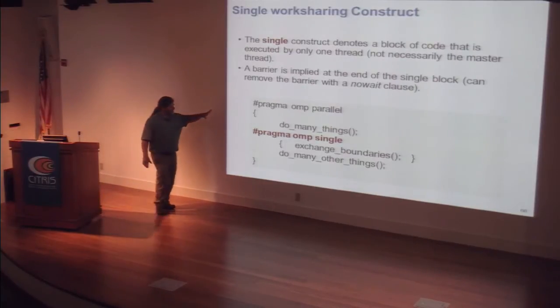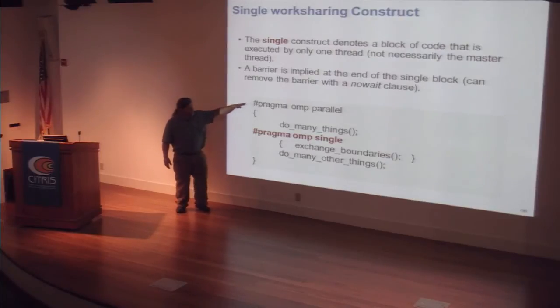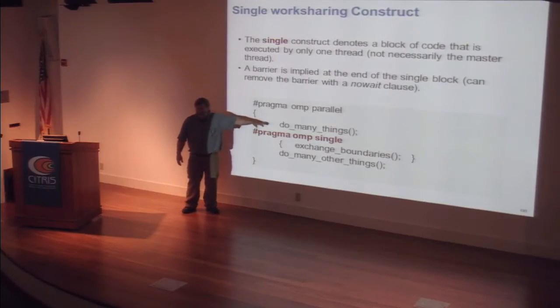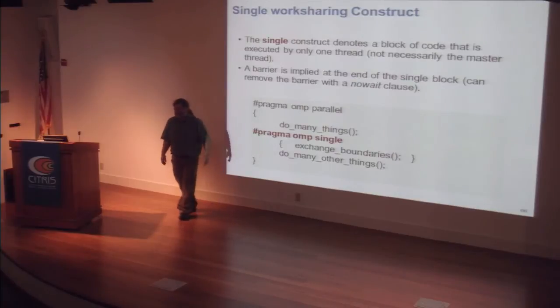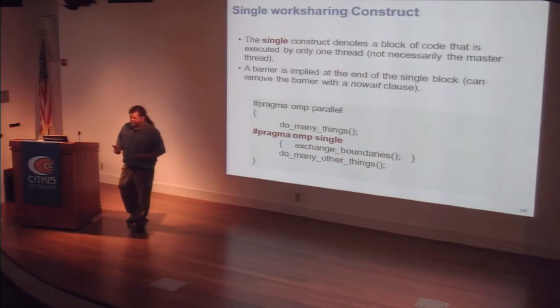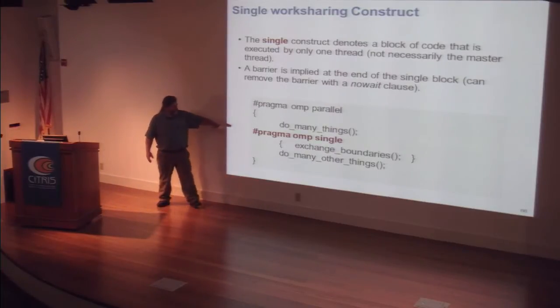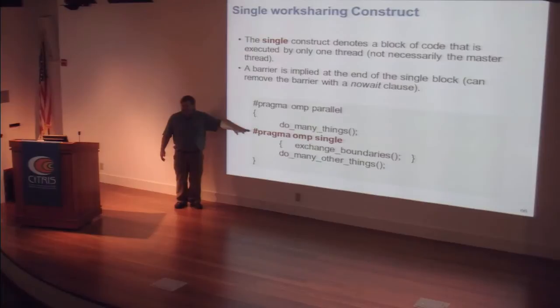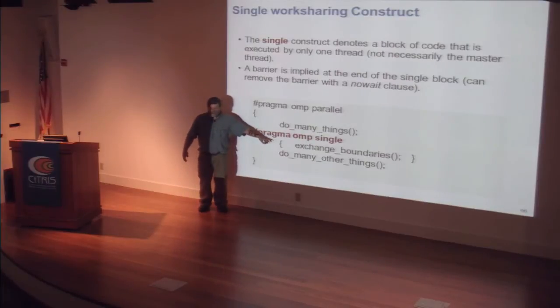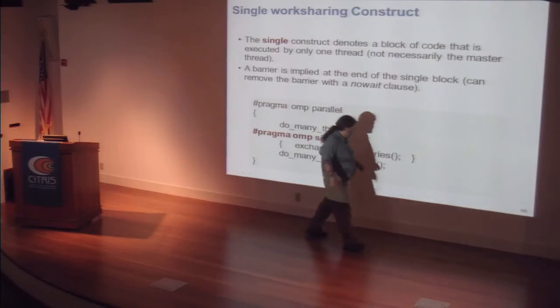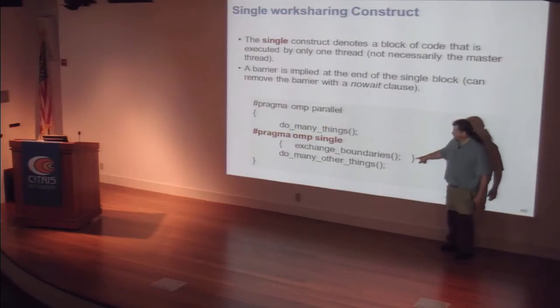So imagine I create a bunch of threads. They're going to go do a whole bunch of stuff in parallel, right? Then one thread is going to fix up the boundary conditions. So I have this function, exchange boundaries, and I only want one thread to call that. Then when it's done, all the threads are going to do a whole bunch of other stuff. So that's what the OMP single does. OMP single says only one thread will do this, and all the other threads will wait at the barrier implied right there. So there's an implied barrier, as there is with all the work-sharing constructs.